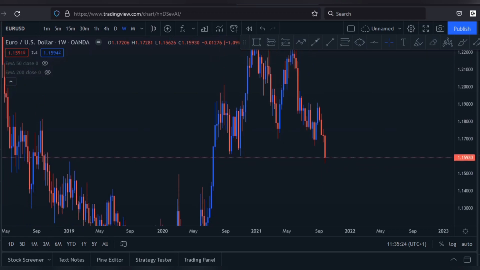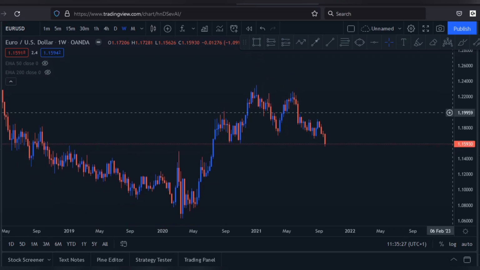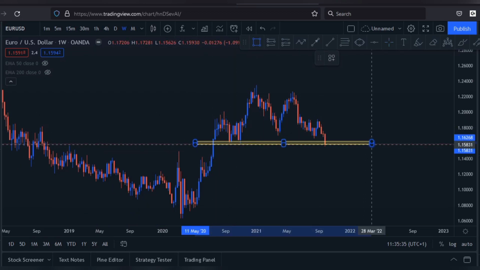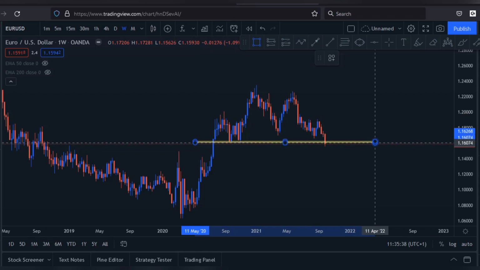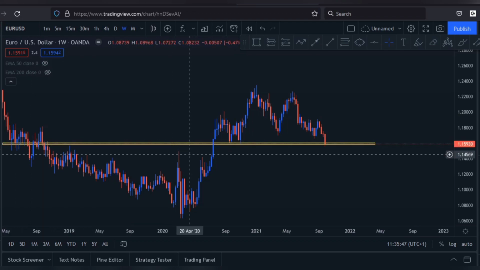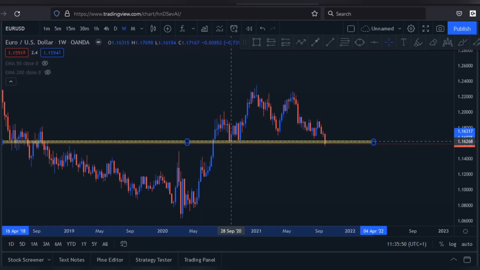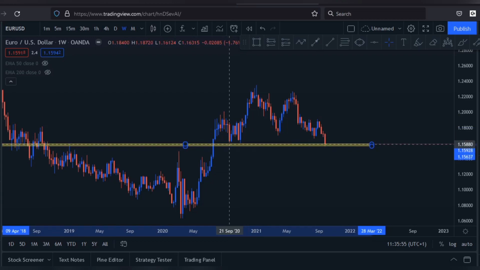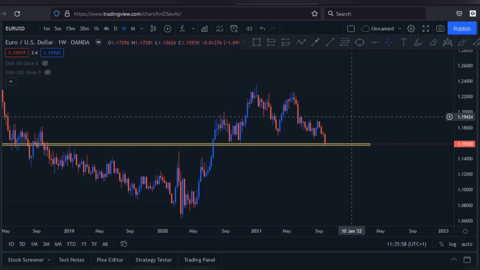Okay, so starting with the weekly time frame, we can see that price has gotten to this level of structure here and broken below it as well. Okay, so this is a very key area, and even if we draw the area all the way to this side, you can see that price has tested it several times in the past, and price has currently gotten to that area as well. Okay, so there is a possibility that price could break below this area, okay, and continue to the downside.